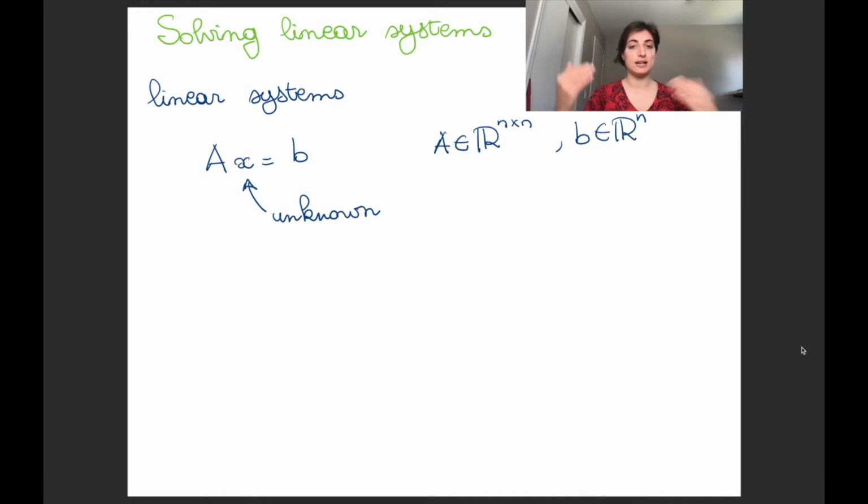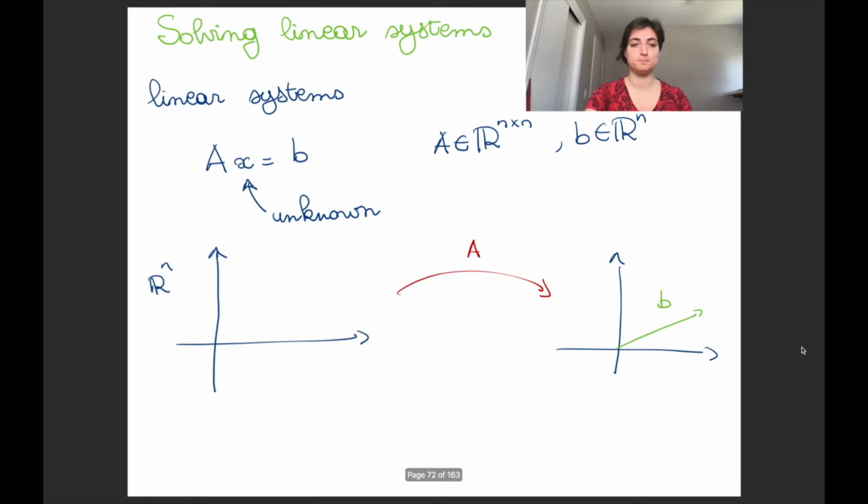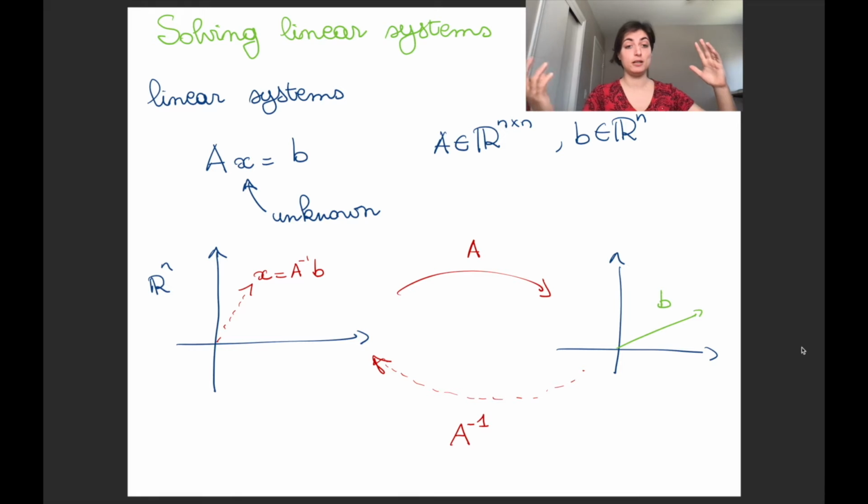And we want the sizes to be correct, so we want A to be of size n times n and B to be of size n. So what we know is that there is a transformation that goes from Rn to Rn that we call A. We have a vector B at the end of this transformation, and we want to go back. We want to find x such that Ax is equal to B. That means that x is A inverse times B.